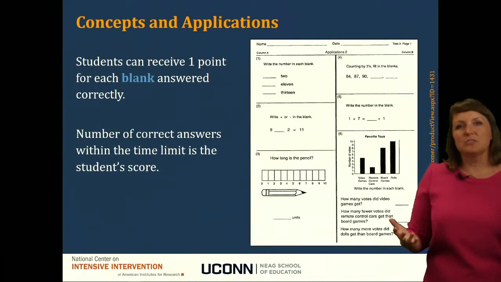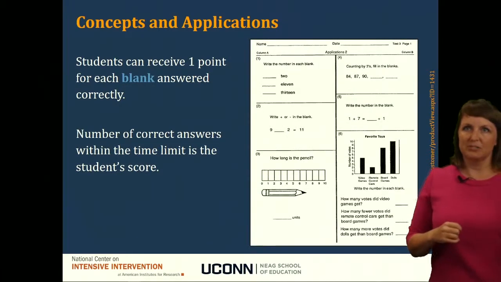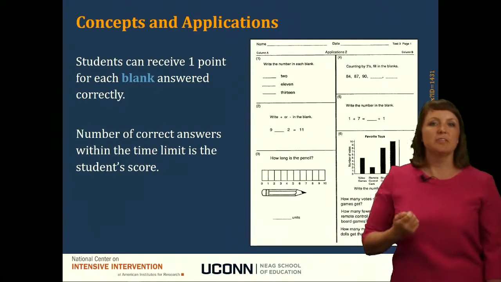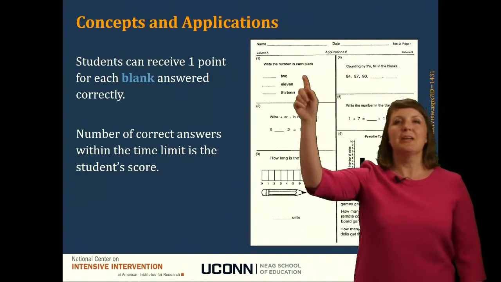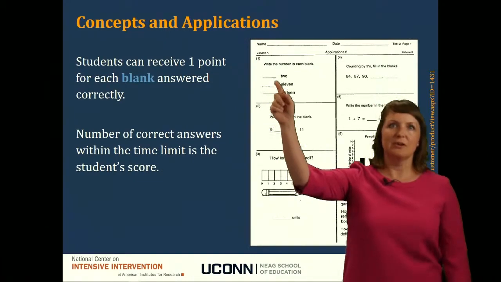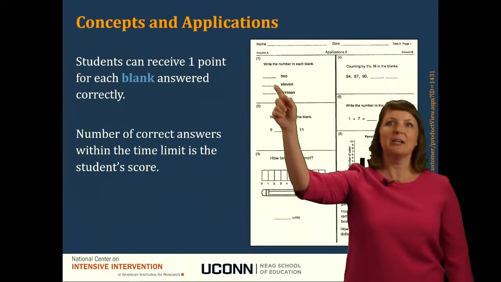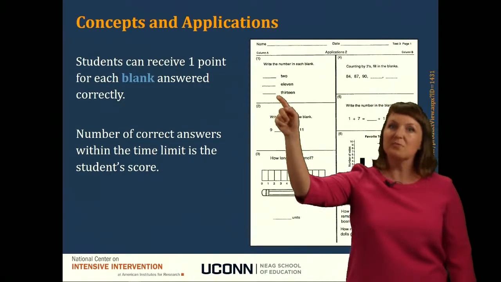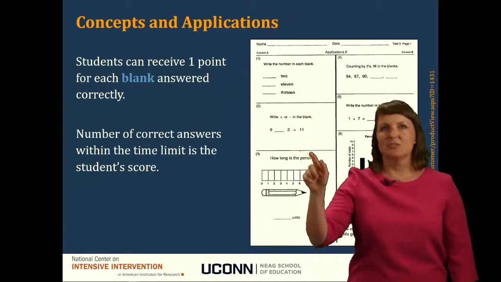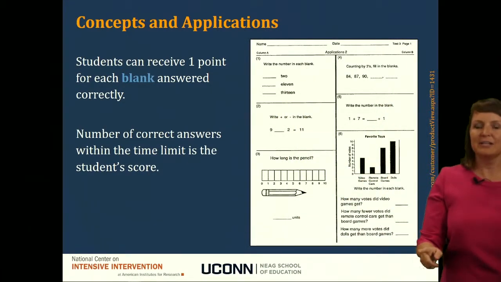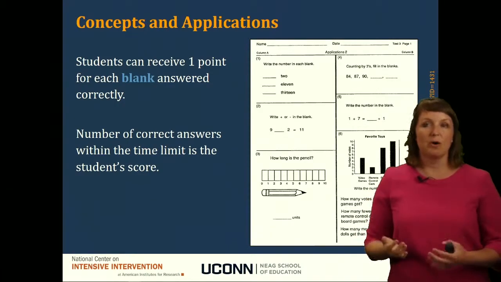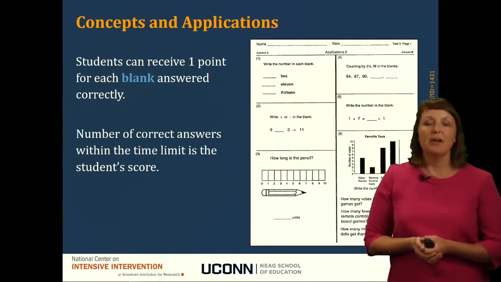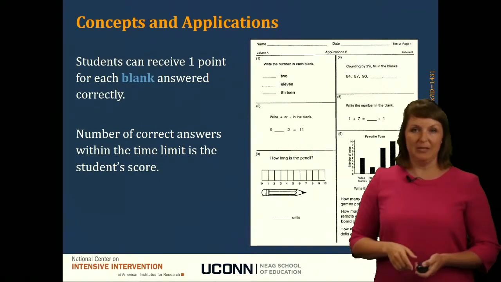Now, when we're thinking about scoring concepts and applications measures, students can receive 1 point for each blank answered correctly. So you'll see here that problem number 1 actually has 3 blanks. So I would see whether the first blank is correct, whether the second blank is correct, and whether the third blank is correct. And so I can score the measure accordingly. And then the number of correct answers within the time limit is the student's score, and that's what would go on the student's graph. And remember, we're going to talk about graphing just a little bit later.